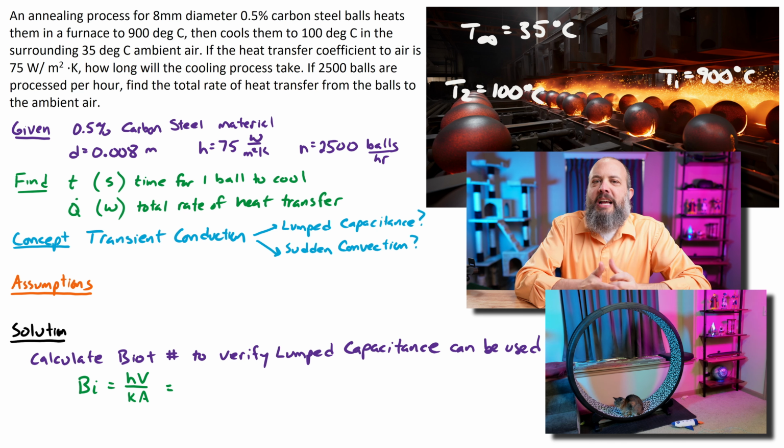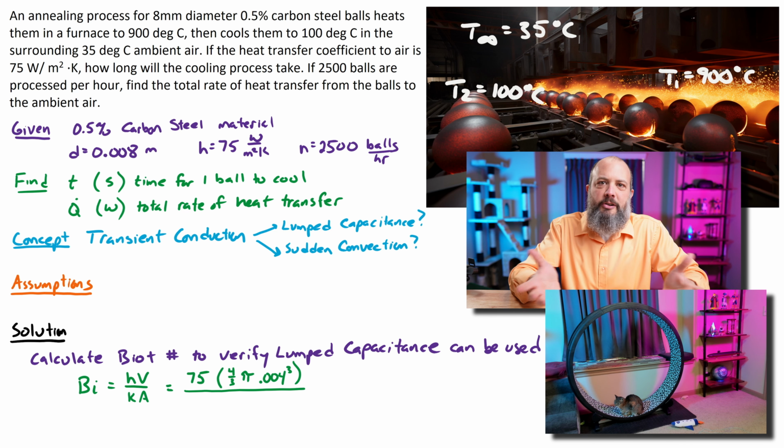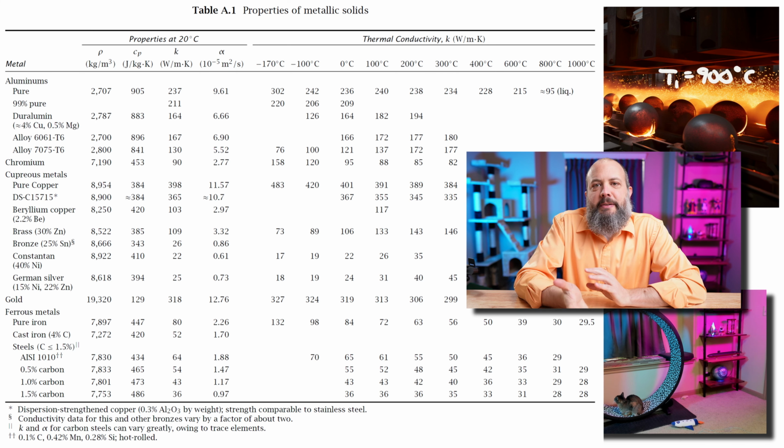So plugging in numbers, I was given a heat transfer coefficient of 75, but I was not given the value k for the 0.5% carbon steel. So I've got to go to a table in the back of my textbook to find that. And so now we're going to have to make our first assumption.